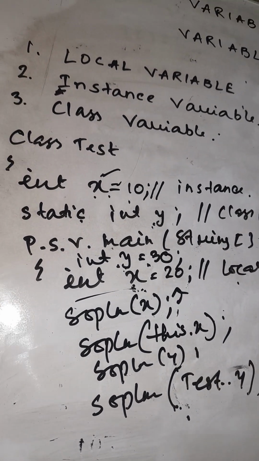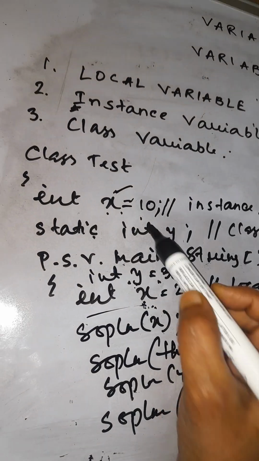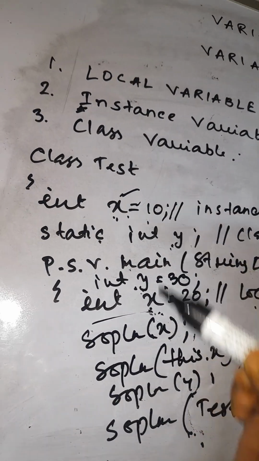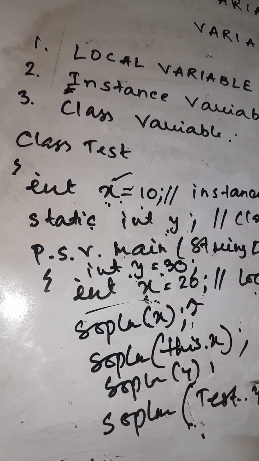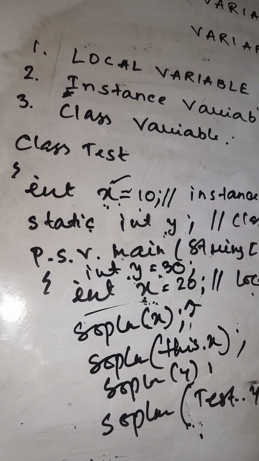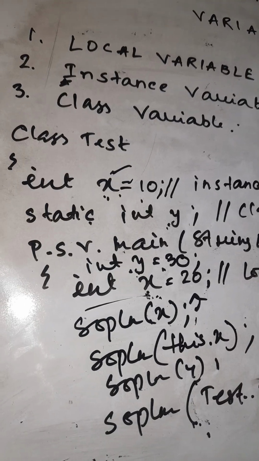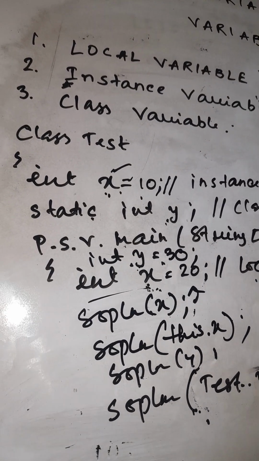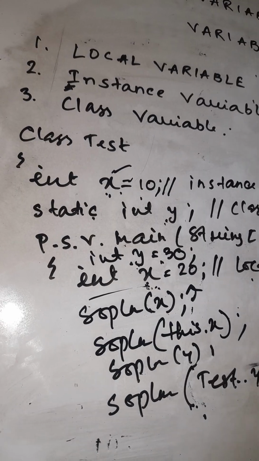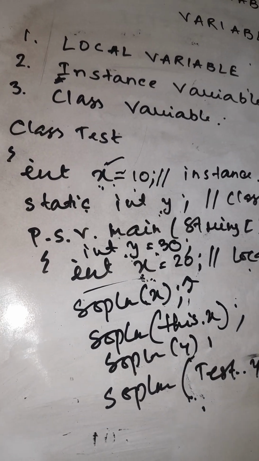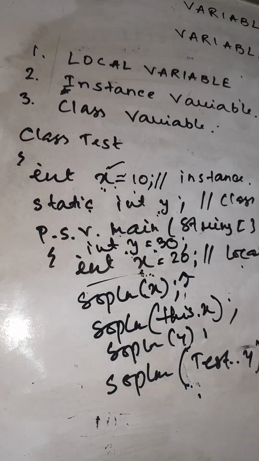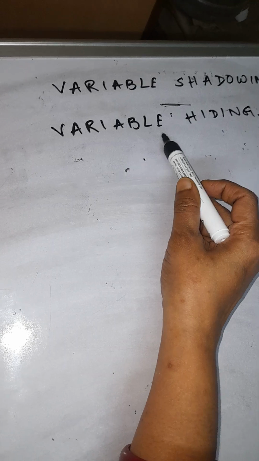So if you have the same name for your instance variable and local variable, this is variable shadowing. Or if you have any function or any block, and both your instance variable or class variable and your local variable have the same name, then this is known as variable shadowing. Clear? Now we will discuss variable hiding.